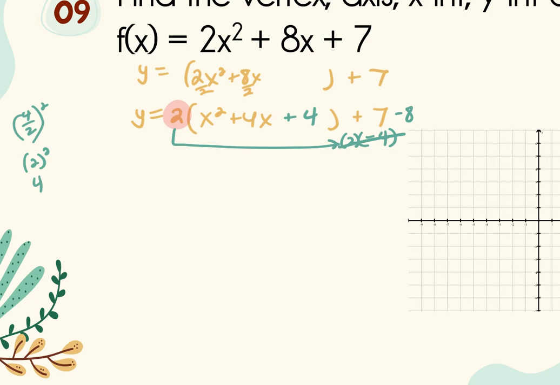So whatever you take out on the front has to get multiplied by that number before you subtract it from the end. So I get y equals 2, square root first term, square root third term, sign from the middle, put it in the parentheses and square it. So it's 2 times (x plus 2) squared, and then 7 minus 8, which is negative 1.